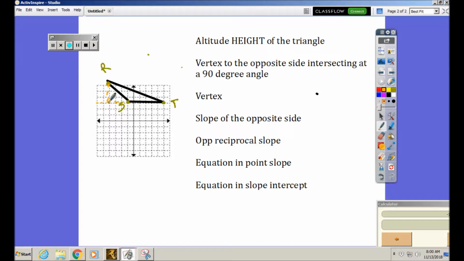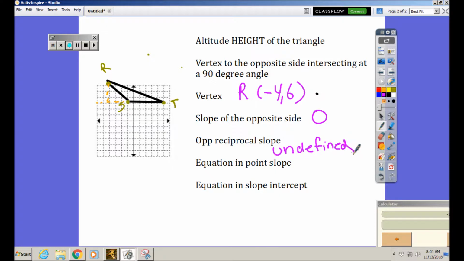So let's do R. The vertex of R is -4, 6. What's the slope of the opposite side? The opposite side is S to T, correct? What's the slope of that? Is it a horizontal line, a vertical line, or a tilted line? It's horizontal, right? And a horizontal line has a slope of 0. So what's the opposite reciprocal of 0? Undefined.